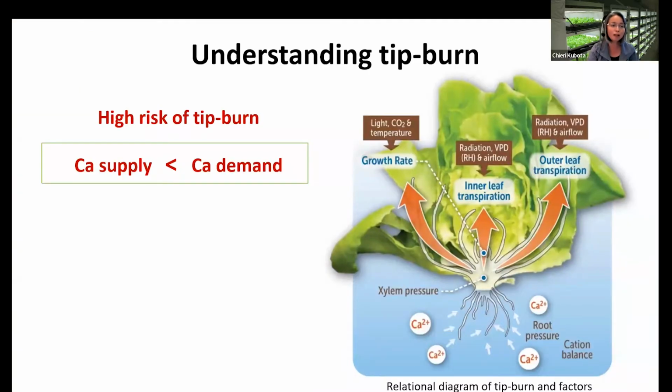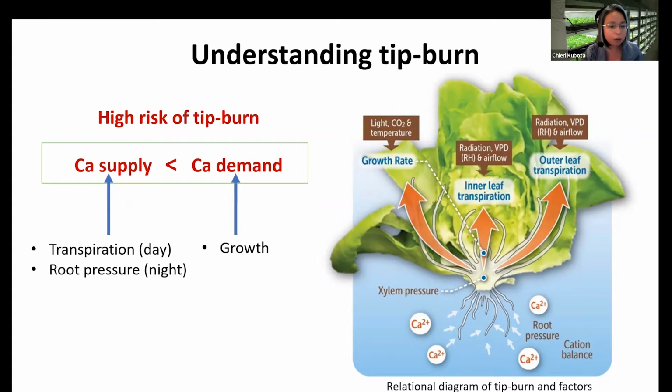So it's not really just an availability issue. It's more like a demand and supply issue. That's the unique thing about tip burn. The high risk of tip burn comes from unbalanced supply and demand of calcium. Whenever the calcium demand, the amount of calcium needed to support growth, exceeds what is available or what is coming by xylem mass flow, then there is a high risk of tip burn.